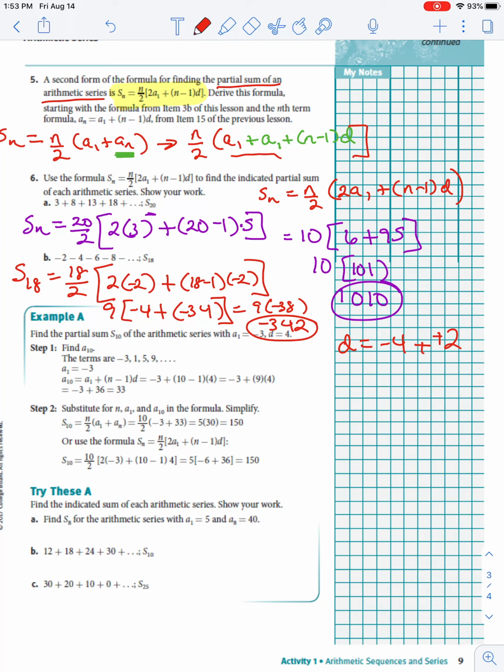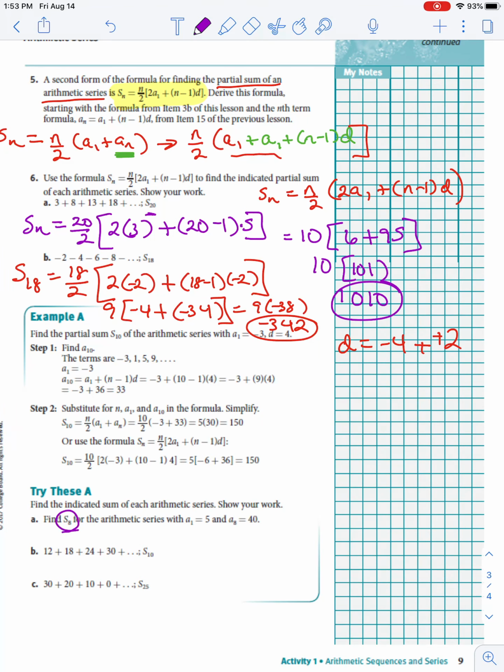Okay, so if that formula feels complicated, you could use the two formulas separately if you want to. So for example, if we look at the try these, well, the try these A actually gives you the first and the last. So that one will be quick. Let's do that one quick, and then I'll show you the other one.